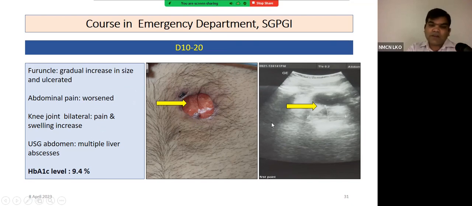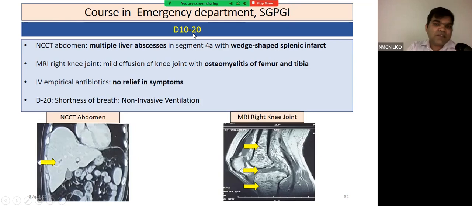In the emergency department, USG abdomen was done, which showed multiple liver abscesses, and HbA1c was detected as 9.4%, showing poorly controlled glycemia. On day 10, NCCT abdomen was done, which showed multiple liver abscesses with basal splenic infarct. MRI of the knee joint showed mild knee effusion with osteomyelitis of the femur and the tibia. IV empirical antibiotics were started here, but there was no relief in symptoms. On day 20, the patient's condition worsened and he started having shortness of breath.